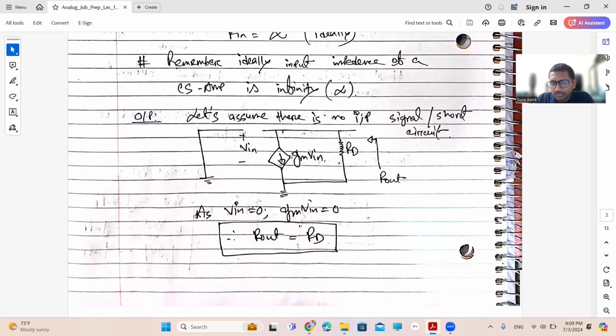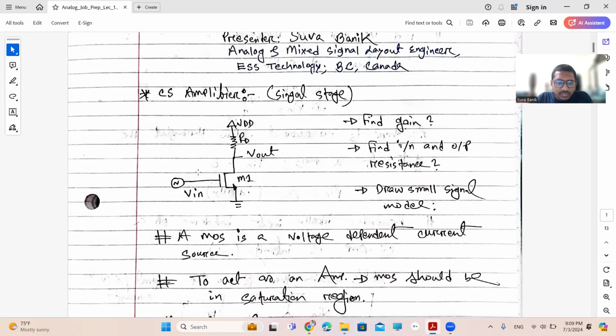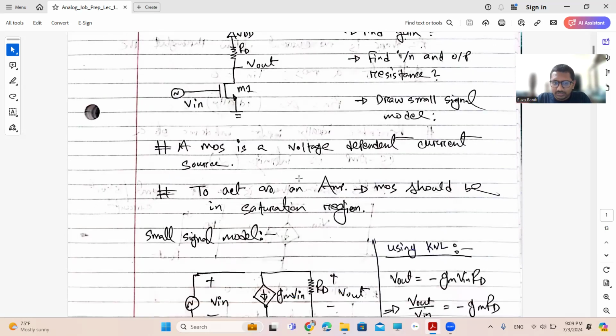However, let's find out its output resistance. Please remember that finding the output resistance is very crucial. I repeat, to find the output resistance, we must consider there is no input, or you can consider it a short circuit. So if there is no input in this circuit, first of all, we should open or short circuit the input, and then we can find its output resistance.